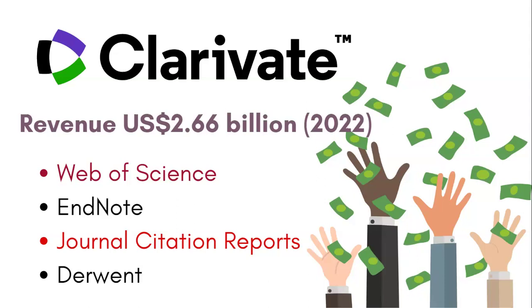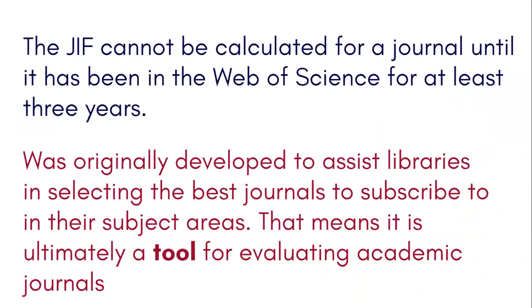And again, you can see it: Clarivate, Web of Science, Journal Citation Reports. This is business. This is money. It has nothing to do really with the quality of research we're producing.